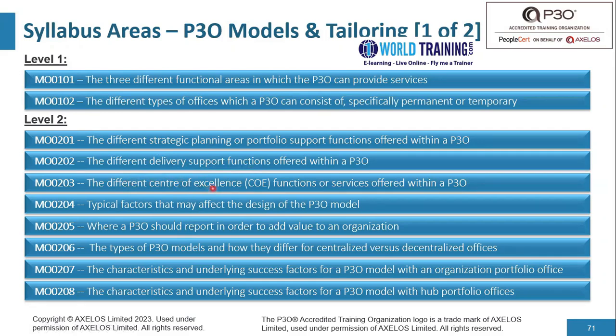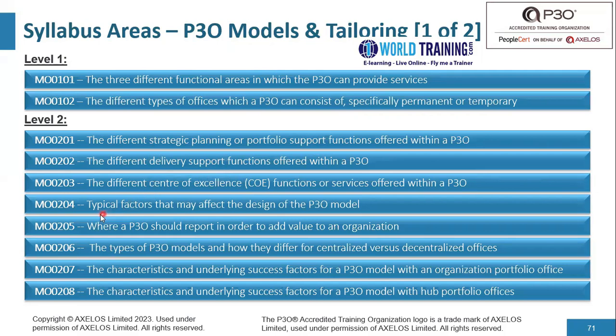So broadly speaking, the three key functions that P3O could render help on is in the area of strategic planning and portfolio support, in the area of delivery support, and in the area of providing center of excellence services. We would examine these three different types of functional areas as a part of this particular module.